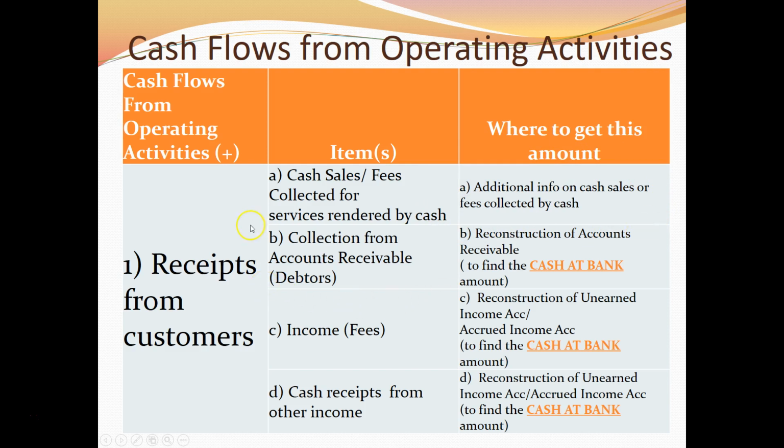Followed by what we talked about just now. Under collection from accounts receivable, we will reconstruct the accounts receivable account to find how much money we receive from a customer. We will reconstruct our unearned income account or accrued income account to find how much fees we have received, or any other receipts from other income, for example, dividend or rental, how much we receive in terms of money. So the whole purpose is to find cash at bank.